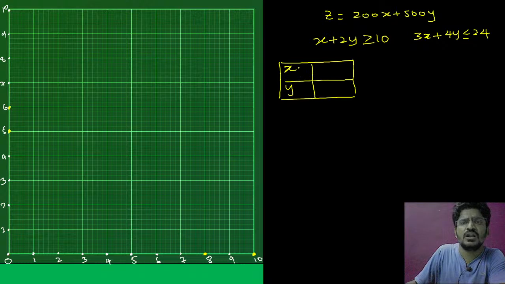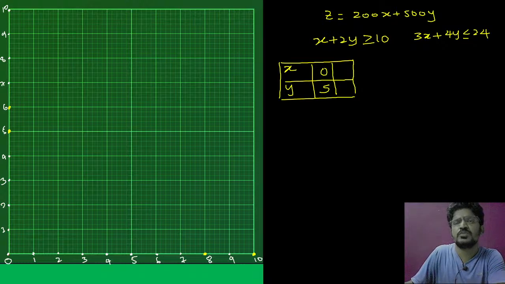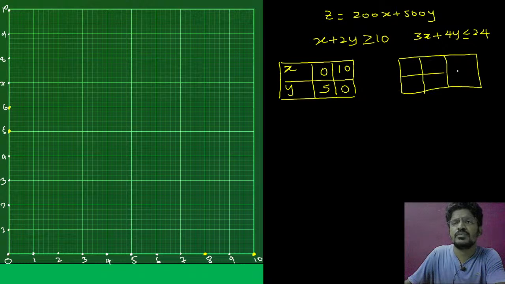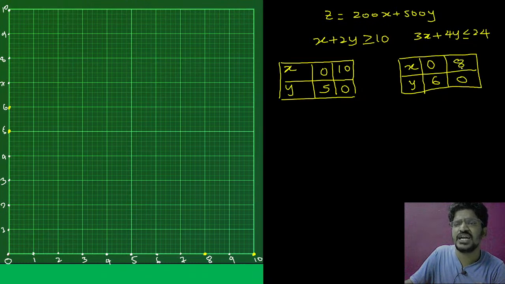What will be equation 1? If x is 0, y is 5. If x is 0, you simplify, put x equal to 0, y will be 5. If y is 0, x will be equal to 10. Okay. In the same way, for the second equation, if x is 0, y is 6, and if y is 0, x is 8. Clear?